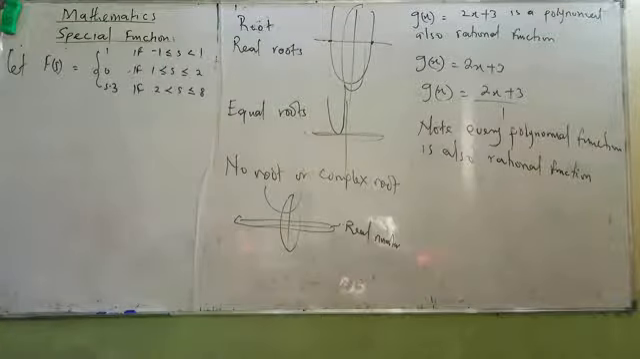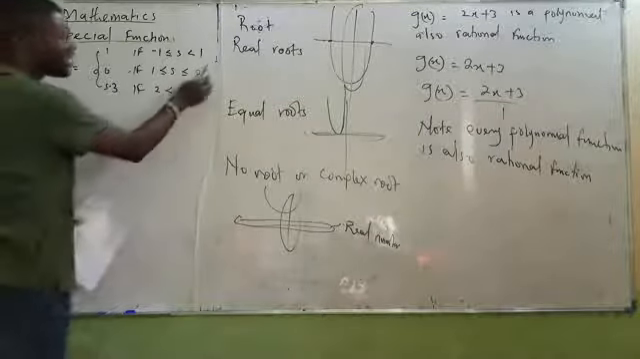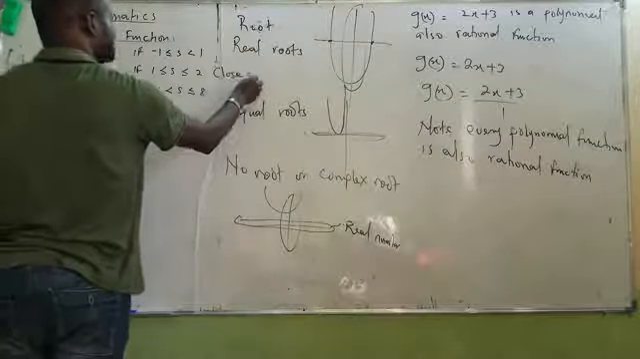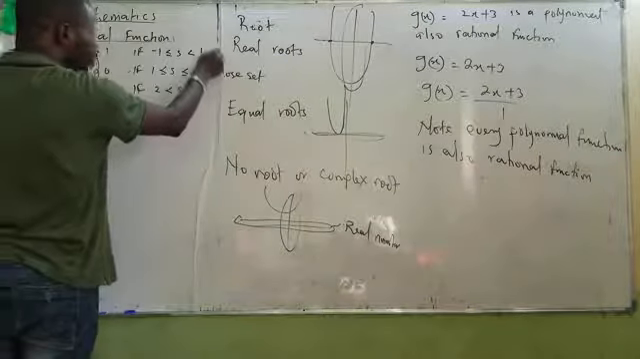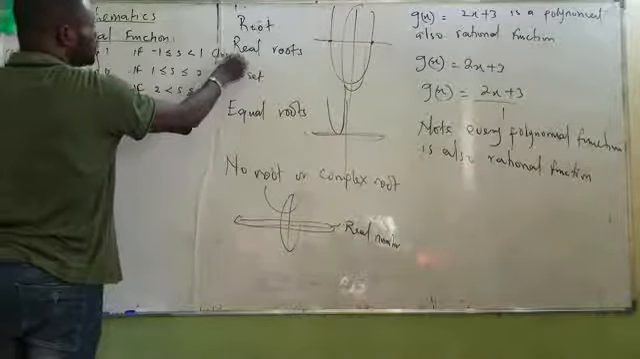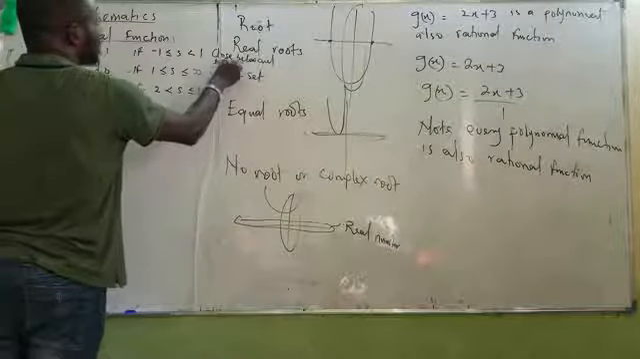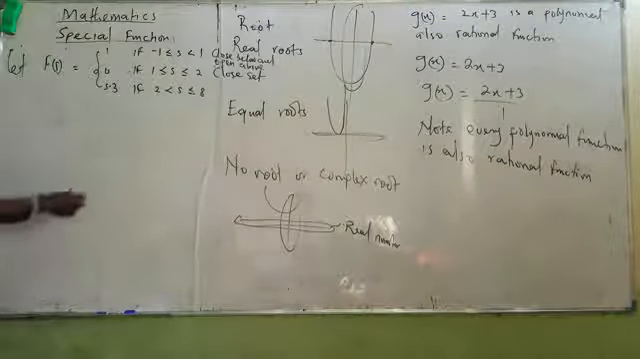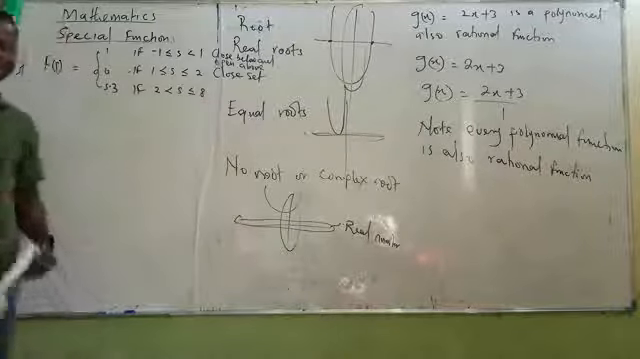Now, look at this very good function. Listen very well. This is a very good example of what? Closed sets. This one is closed below and open above. Take note of that. Why this one is open below and closed above. Please, you have to understand that.